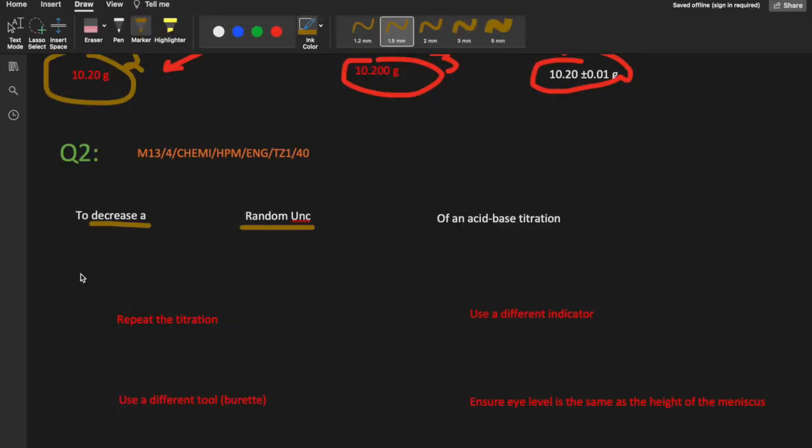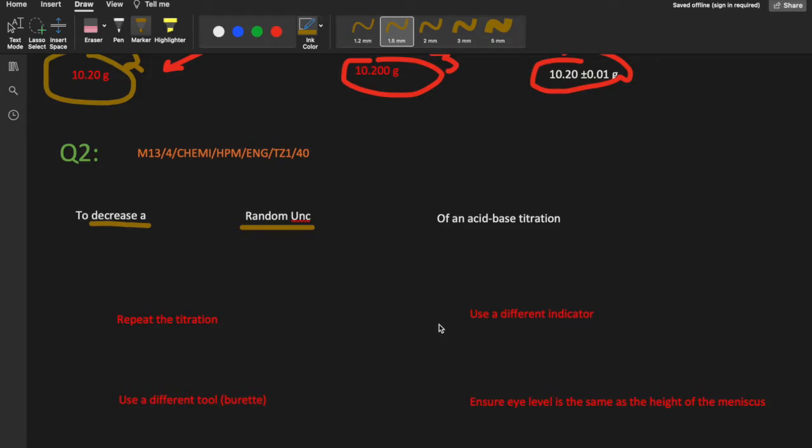So for question 2, also another multiple choice question from topic 11, the question is asking us what would be the best method for decreasing a random uncertainty in an acid-base titration experiment. The choices we are given are repeating the titration or measurement, using a different tool or burette to get the titration or measurement, using a different indicator to get the titration, or ensuring that our eye level is the same as the height of the meniscus when reading the measurement of the burette.